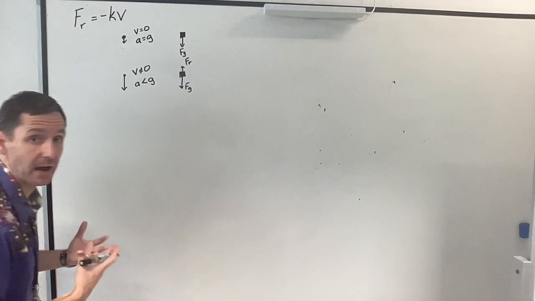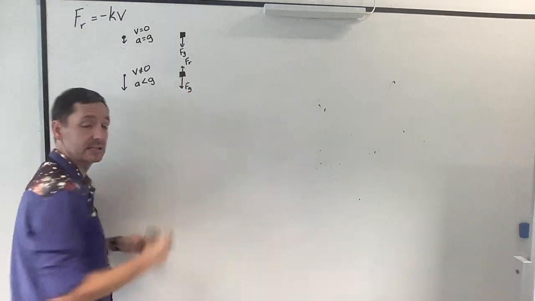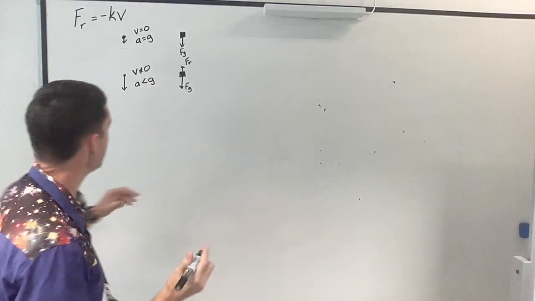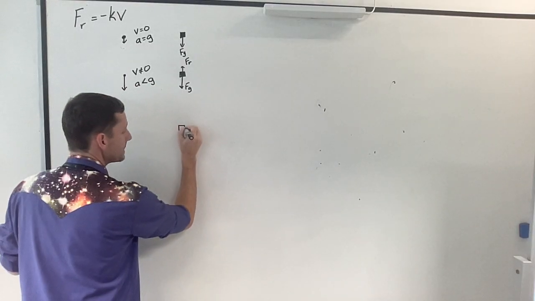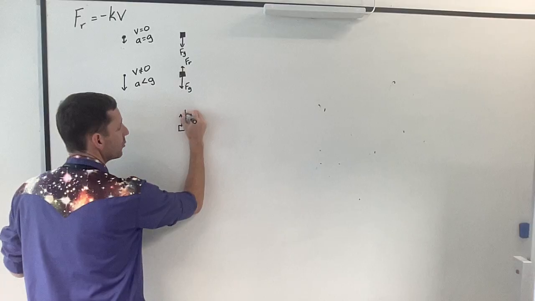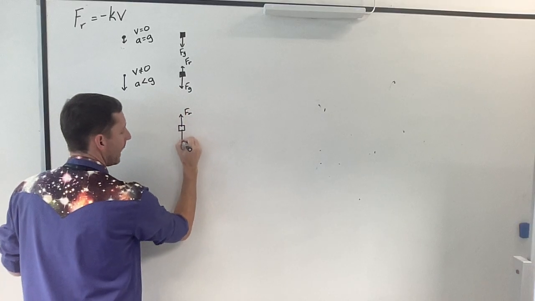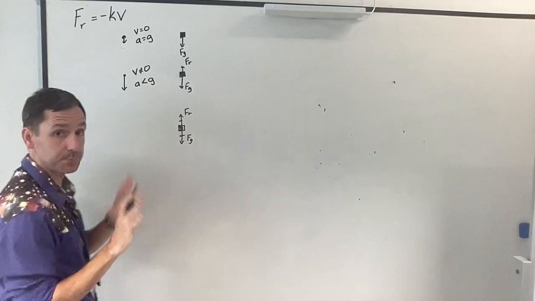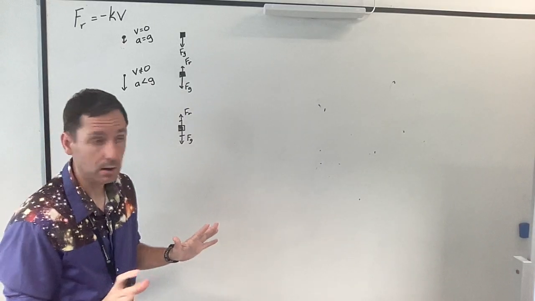Now, as it goes faster and faster, this force continues to get larger and larger. And as that force gets larger and larger, eventually you will get to this point where the resistive force and the force of gravity are equal to each other. And at this point, it doesn't accelerate anymore, right?